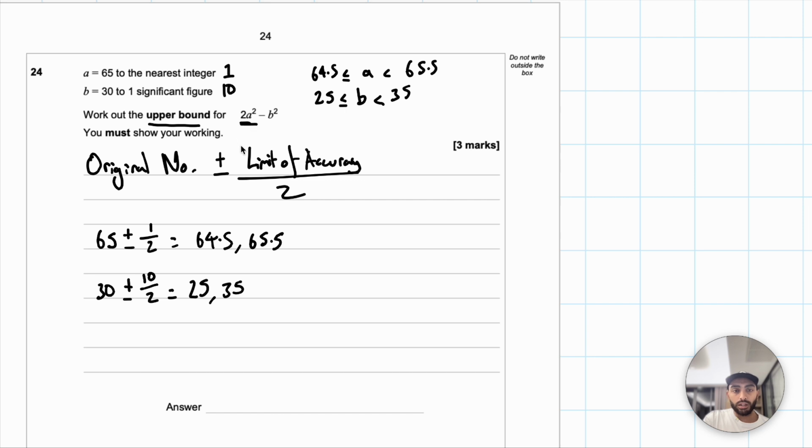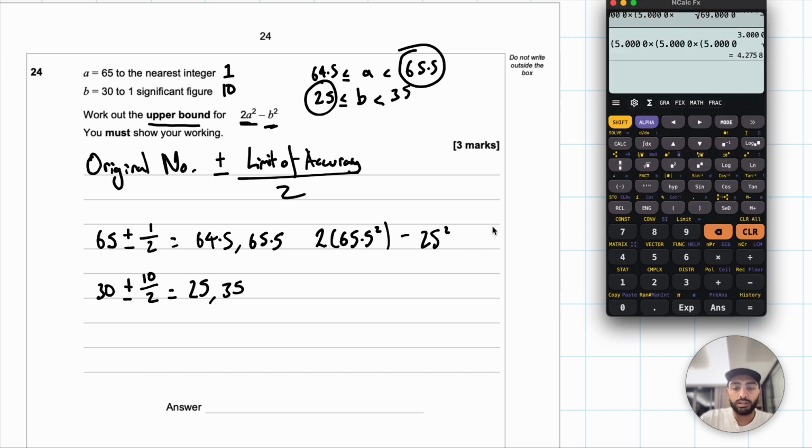So we want a really large number for this first bit and we want a really small number for the second bit. So for the first bit, I'm going to choose this for my a value, and for the second bit, I'm going to choose this as my b value. So I'm maximizing the value of the expression. Let's substitute these two into this expression. 2 multiplied by 65.5 squared, take away b squared, 25 squared, and this will give me my final answer. 2 times by 65.5 squared, take away 25 squared.